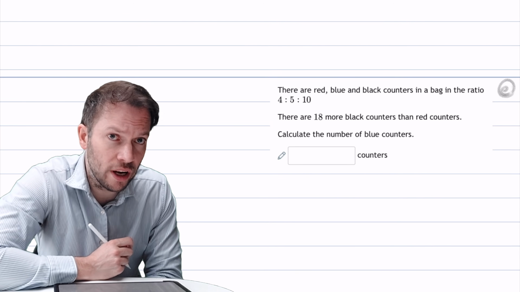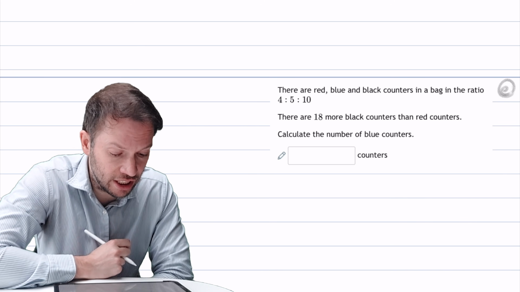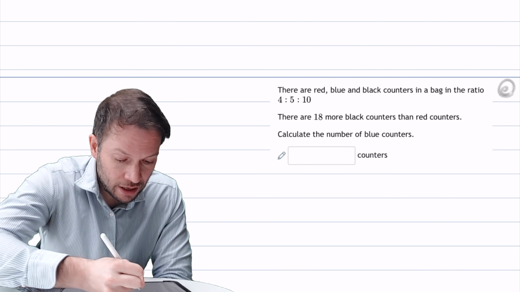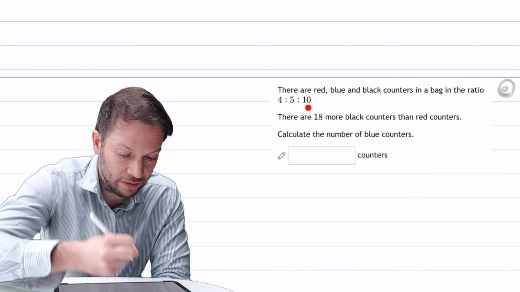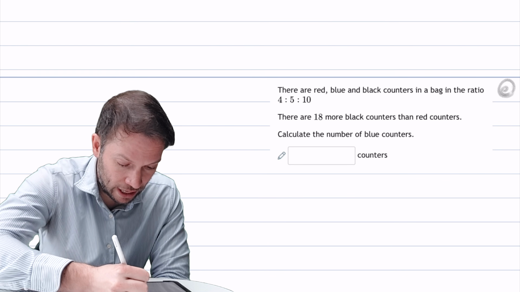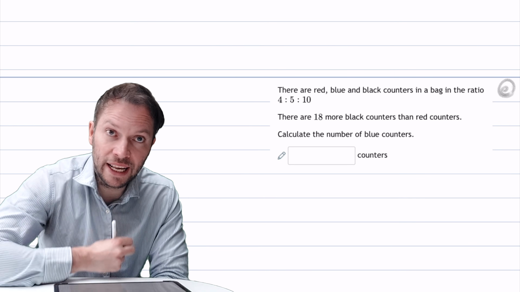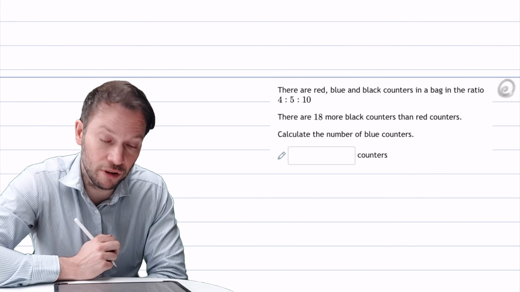In this video, we're going to work out an amount in a ratio when we're given the difference between two parts in the ratio. Now it says there are red, blue and black counters in a bag in the ratio 4 to 5 to 10. And what that means is that for each 4 red counters we have 5 blue and 10 black counters. So ratios allow us to describe the relative size of different quantities.